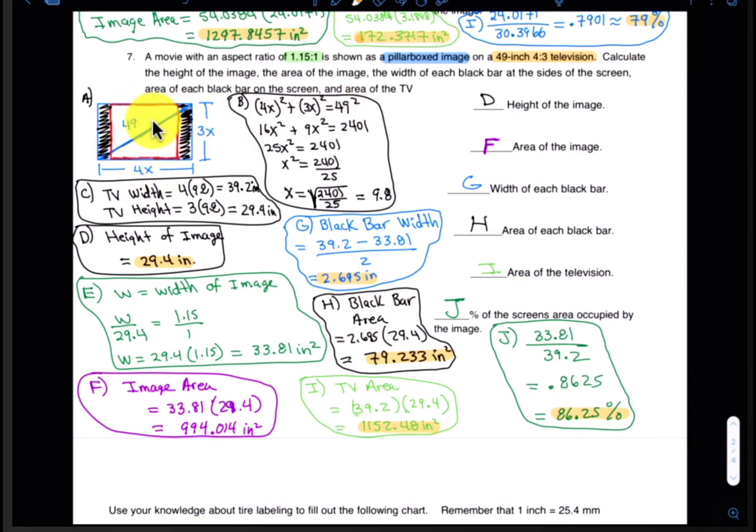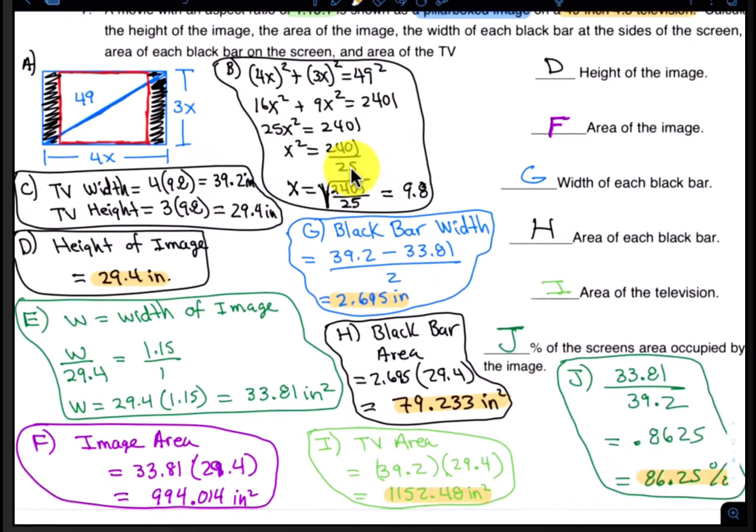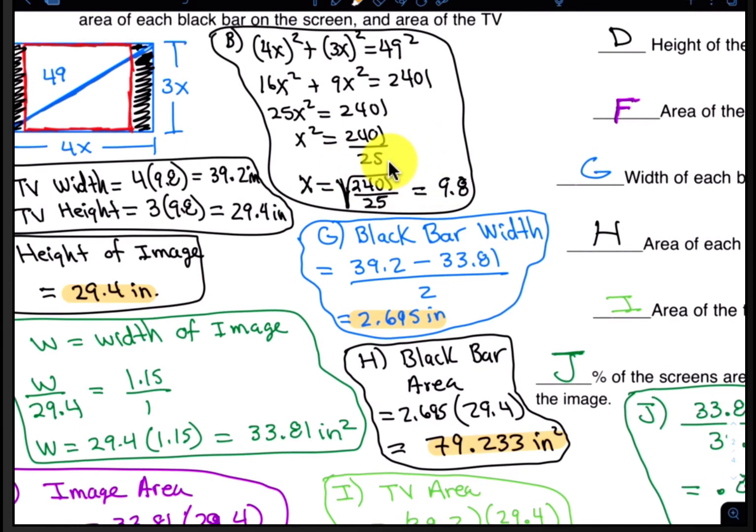Moving on to section B, we'll use the Pythagorean theorem that says 4x squared plus 3x squared equals 49 squared. Then we'll square everything, and that turns into 16x squared plus 9x squared equals 2401. Add 16 plus 9, you get 25x squared equals 2401. Divide by 25, so x squared is 2401 divided by 25. Then we'll take the square root of both sides, so x is the square root of this fraction. Put that in the calculator and you get 9.8.